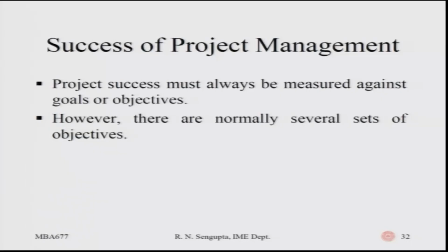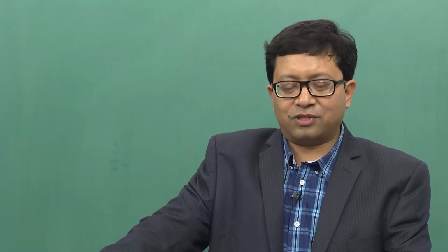However, there are normally several sets of objectives. Objectives considered collectively may be reduction of cost, social perspective, resource constraints, or budgetary constraints. All of these have to be taken into consideration when we are trying to find out how good or bad, or how successful or unsuccessful, the project management implementation has been.